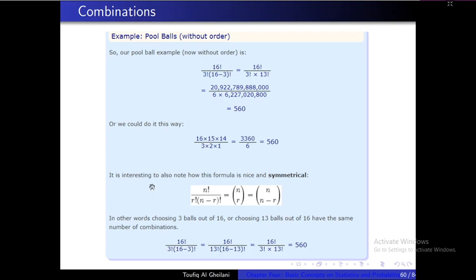It is interesting to also note how this formula is nice and symmetrical. So n factorial over r factorial times (n minus r) factorial equals n combination r equals n combination (n minus r).